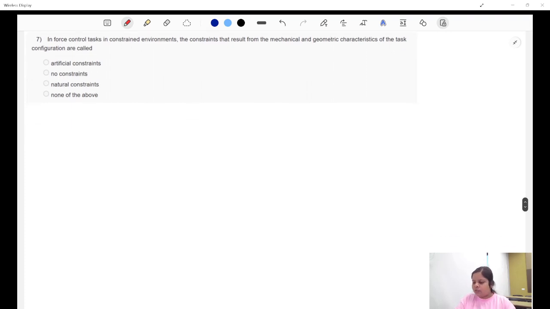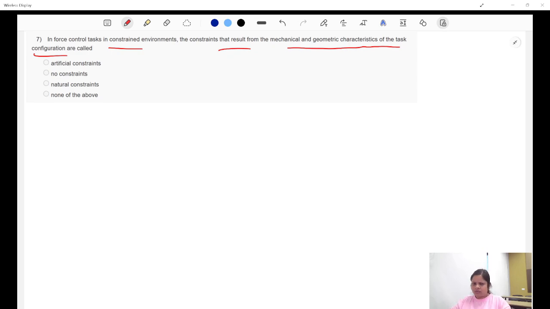Okay, let's move to the next question. In force control tasks in constrained environments, the constraints that result from the mechanical and geometric characteristics of the task configuration are called: artificial constraints, no constraints, natural constraints, or none of the above.